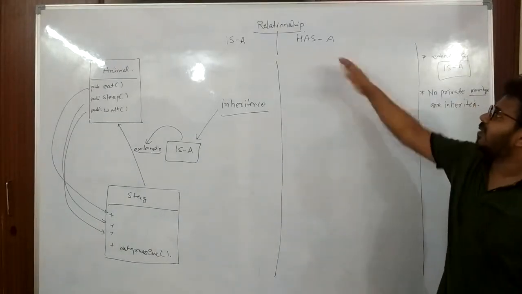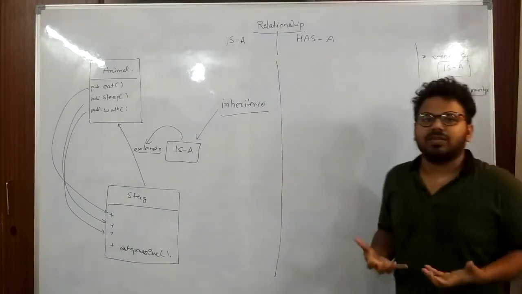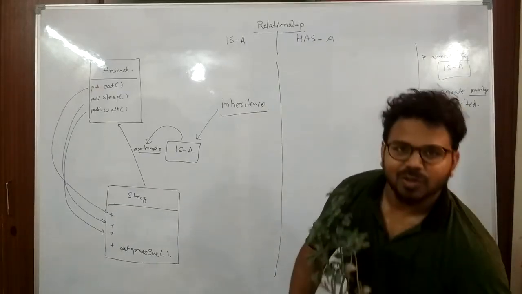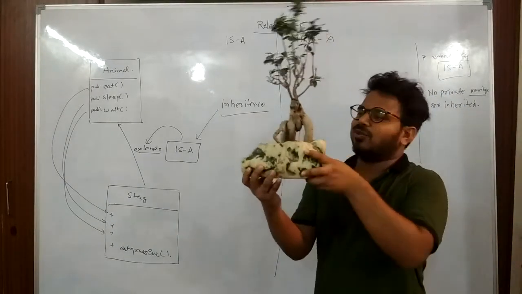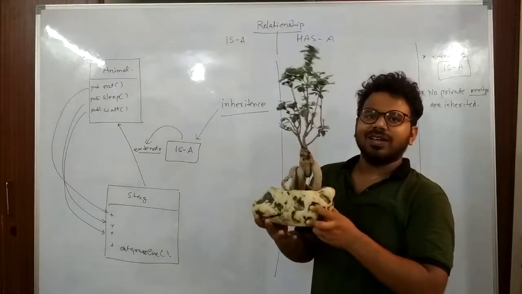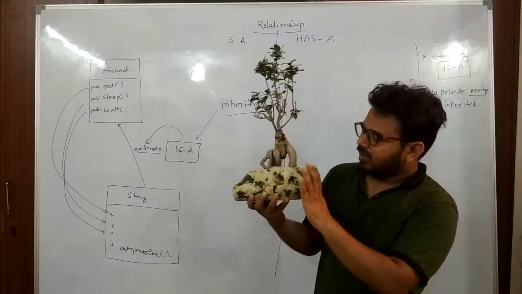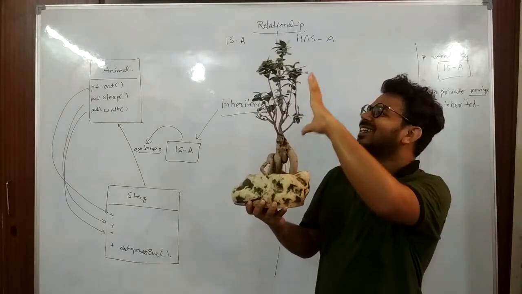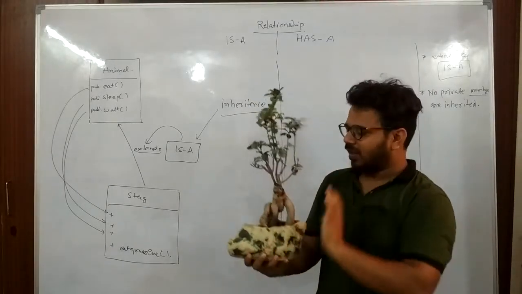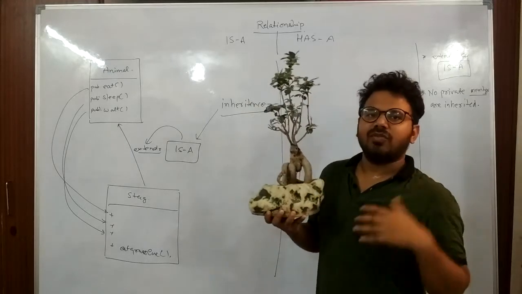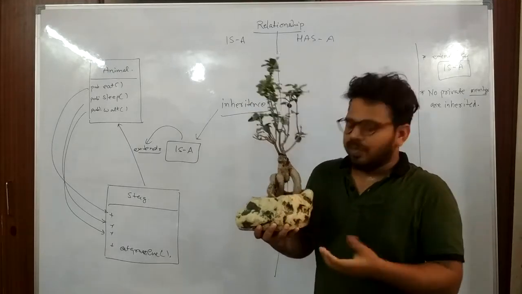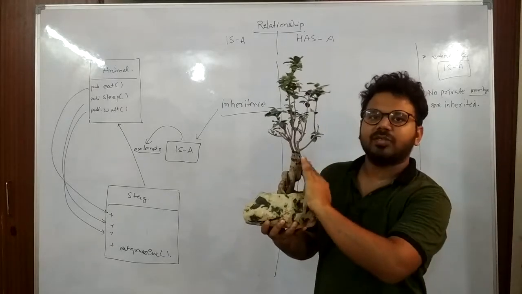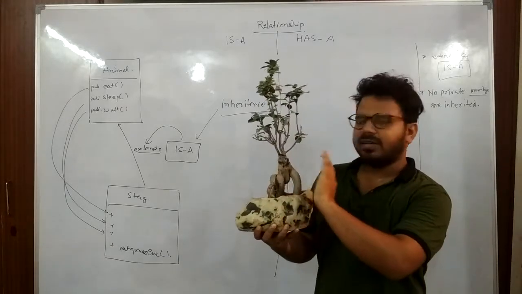What that means? Has means having something. Okay, so see here what I have for you. You can see here, this is my beautiful plant. And this is a pot, that is gamla, and this is my plant inside it. So basically, in a single line, we can say that this pot has this plant.